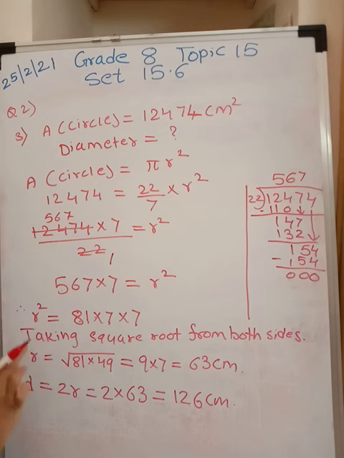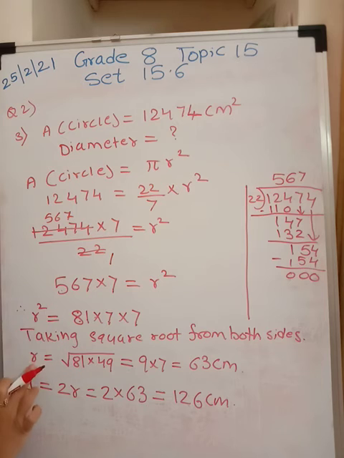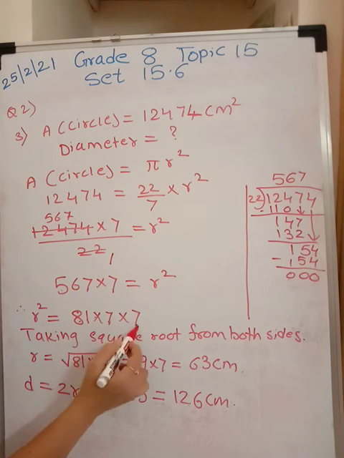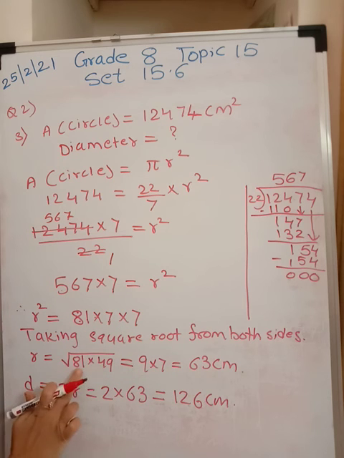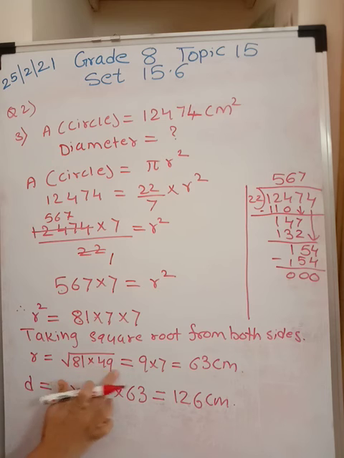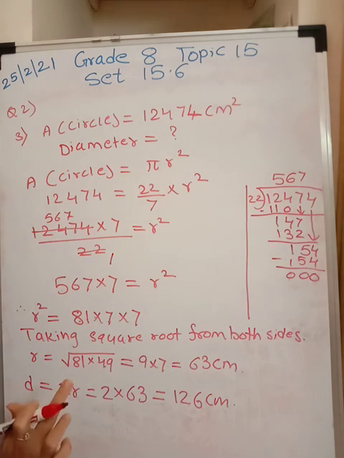Now I want to find r, not r square. So I have to take the square root. So the square root of r square is r and the square root of this number, I am writing 81 as it is. 7 into 7 is 49. Now what is the square root of 81? It is 9. And what is the square root of 49? It is 7. So out of the square root you get 9 into 7 which is equal to 63.